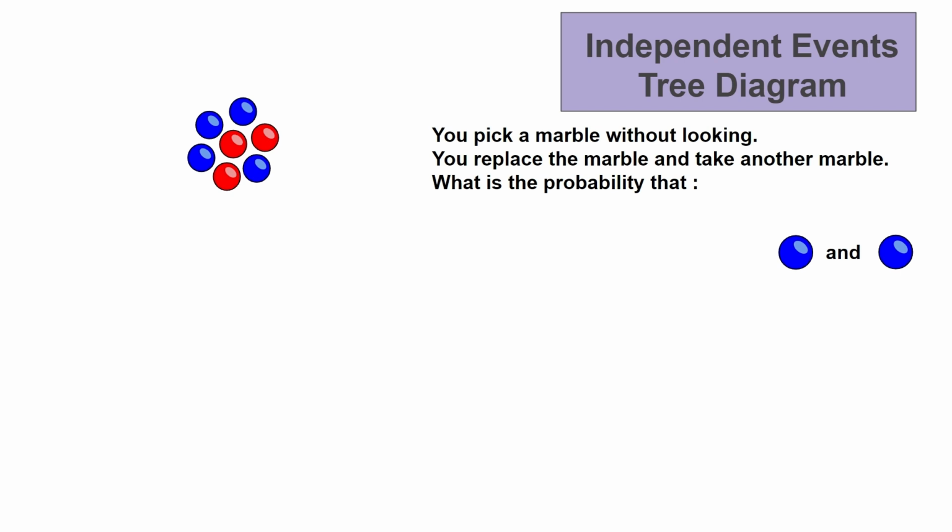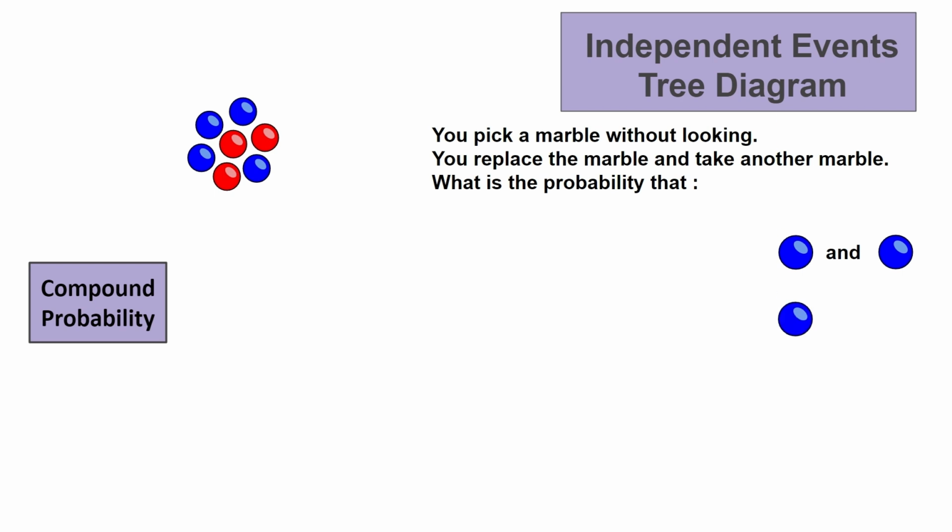Well, what this means is that we will be calculating the probability of more than one event, which is known as compound probability. Now, if finding the probability of a single event is something you're not yet familiar with, I recommend that you first watch my video on basic probability. In this video, we'll also be calculating the probability that the first marble will be blue and the second marble will be red, the first marble will be red and the second marble will also be red, and the first marble will be red and the second marble will be blue.